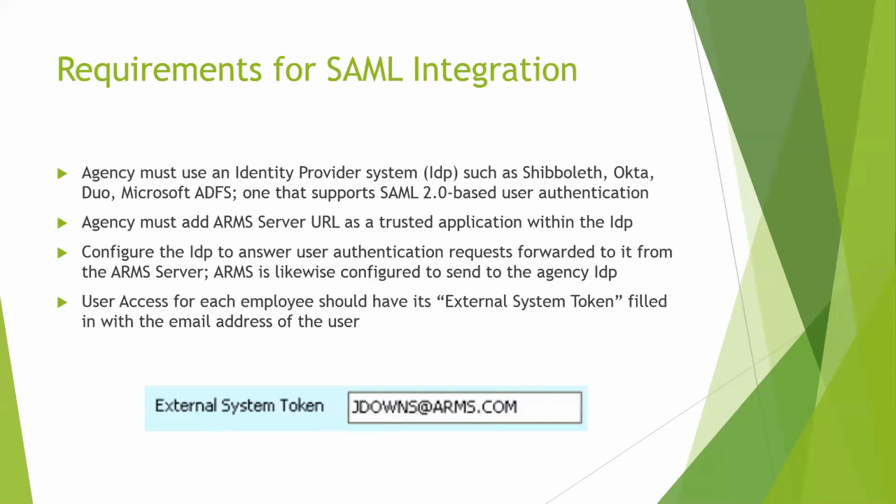And then lastly, the ARMS user access record for the employee has a field called external system token. This should be filled in with the email address of the user. And that is what the IDP sends to ARMS, the email address of the user, once the IDP has finished performing a user authentication for us. I'll explain more about that in just a moment.